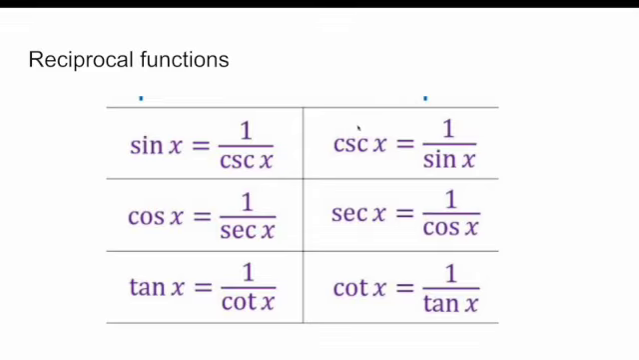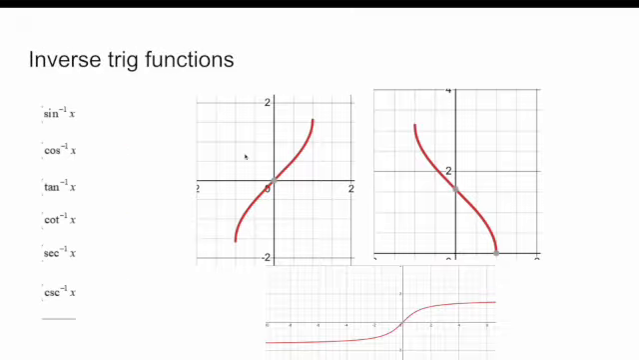So obviously, if we do 1 over cosecant x, we get sine x, and that means that if we do 1 over sine x, we actually get cosecant x, right? So it's a property that applies both ways.